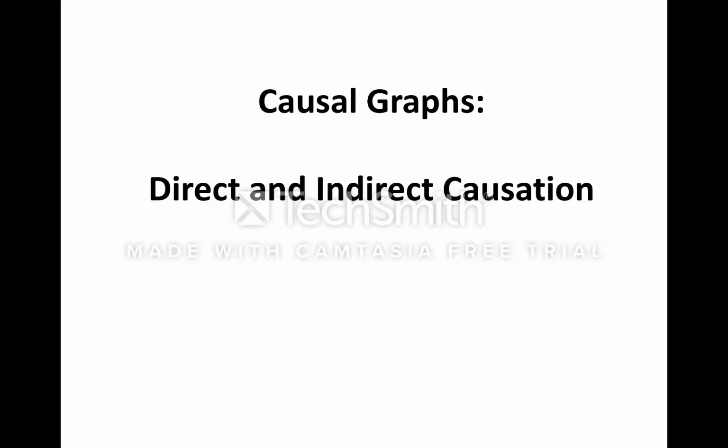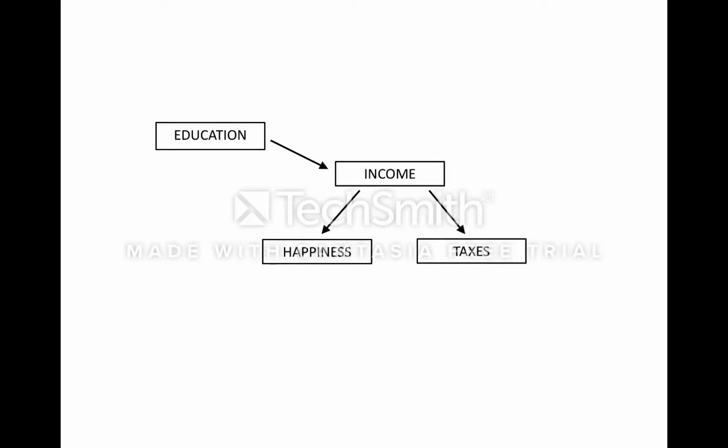This video examines how causal graphs represent direct and indirect causal relationships. Causal graphs use directed edges to represent direct relationships, and sequences of edges to represent indirect causal relationships. In this example, education is a direct cause of income, income is a direct cause of happiness, but education is not a direct cause of happiness. Because there is a chain of arrows from education to happiness, however, education is an indirect cause of happiness.